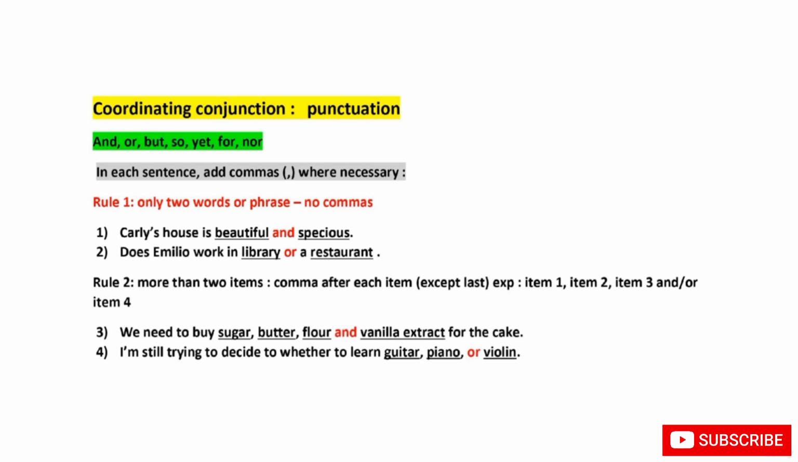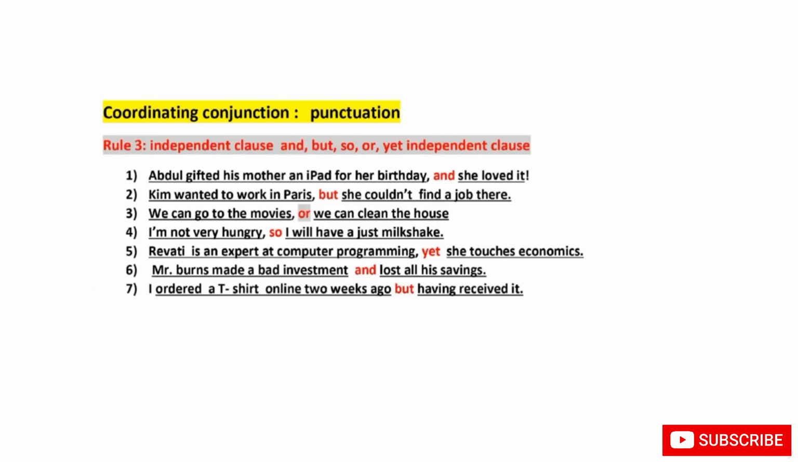Now there's another very important rule regarding coordinating conjunctions, and that is that when a conjunction connects 2 independent clauses, you should always put a comma after the first clause. Take a look at these examples. Look at sentence number 1. You see here that it has 2 parts. The first part is Abdul gifted his mother an iPad for her birthday. Now, if you read this carefully, you will realize that this can be a complete sentence by itself.